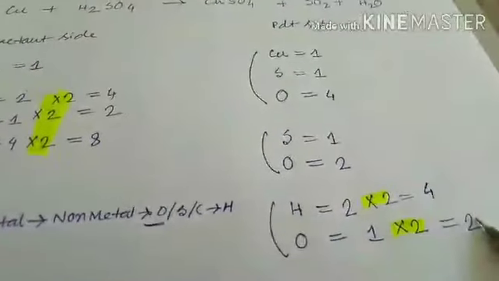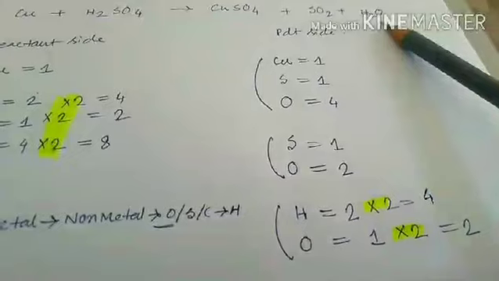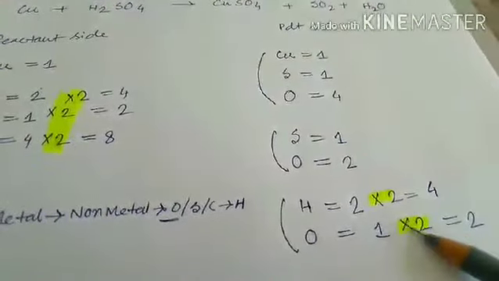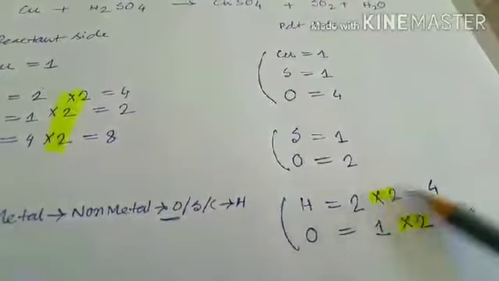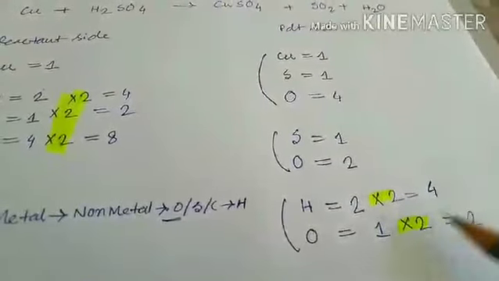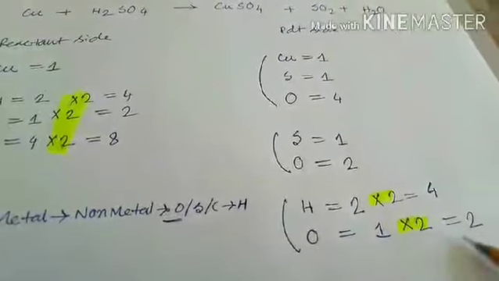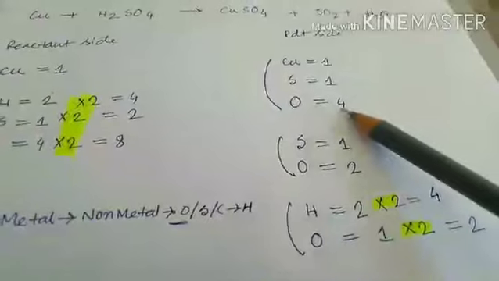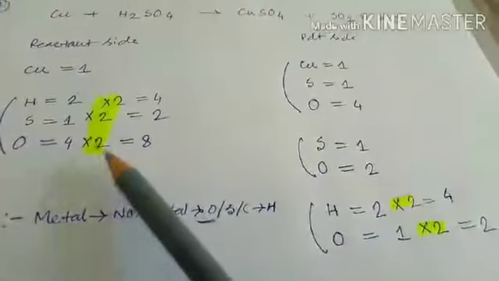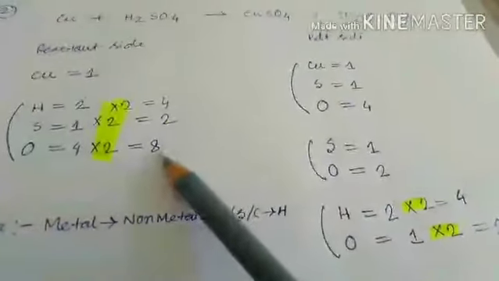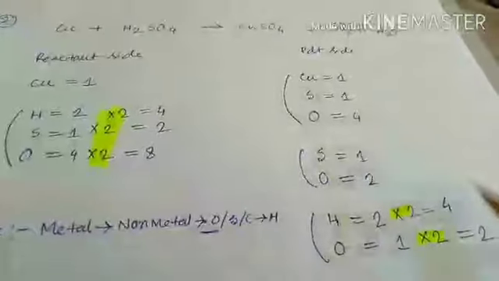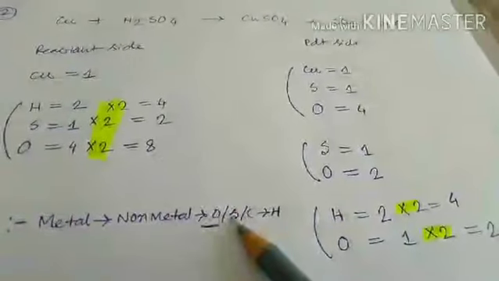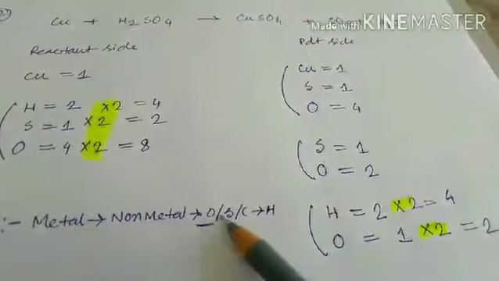In H2O the number of oxygen is 1, so we are multiplying with 2, that makes it 2. As H2O is not a separate entity, we are multiplying both hydrogen and oxygen by 2, that makes hydrogen 4 and oxygen 2. So now in the product side the number of atoms of oxygen is 2 plus 2 is 4, plus 4 is 8. So oxygen is also balanced. The reactant side number is 8, and the product side number is also 8. So metal and non-metal, that is oxygen, is balanced.